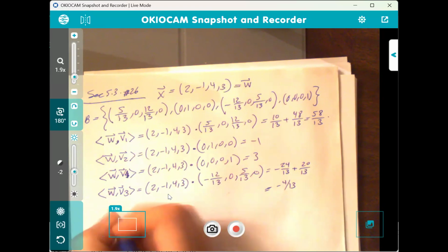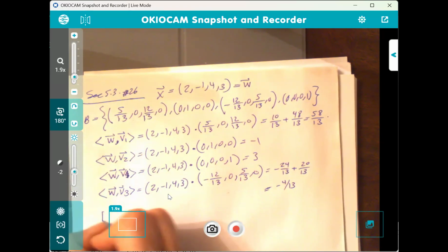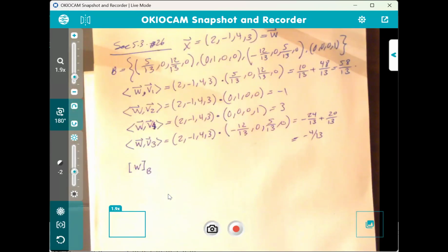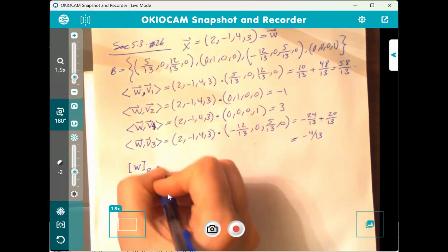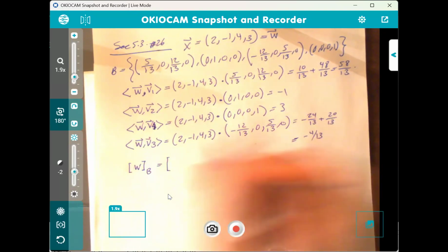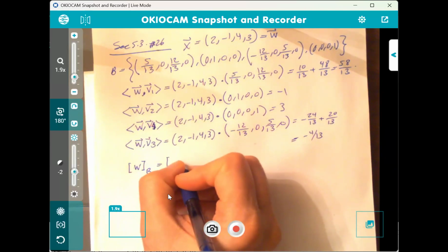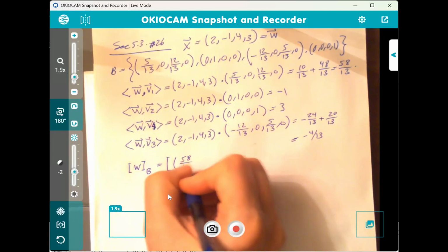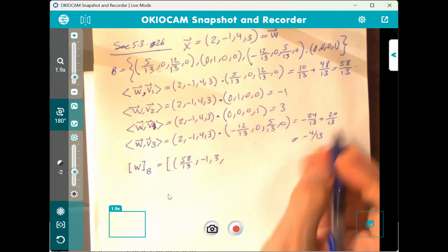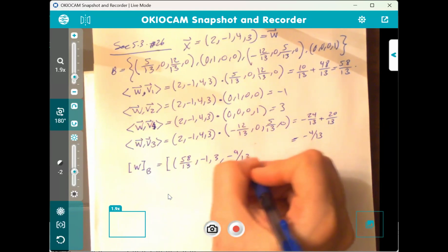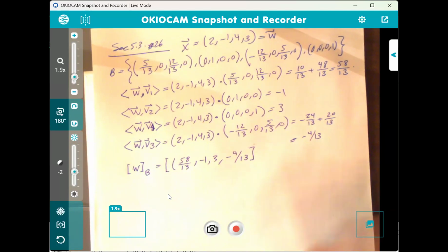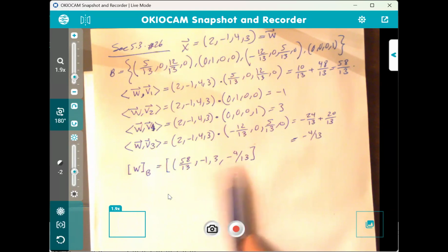That's what that's going to be. So W relative to B. Okay, W relative to the basis vector is going to be 58 thirteenths, the first one. That's going to be 58 thirteenths, and then negative 1, 3, and negative 4 thirteenths. This is like writing your vectors using IJK component form relative to the basis.